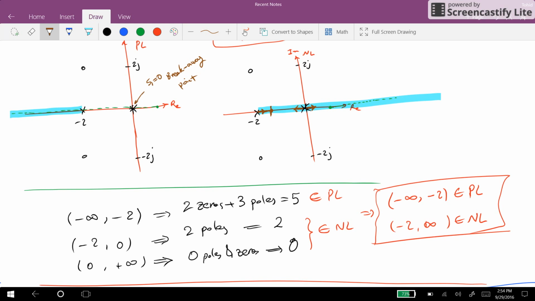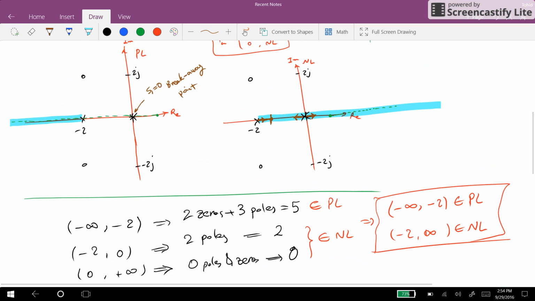So what's the next step? The next step is to find the angles of departure and angles of arrival for the zeros and for the poles. In the case of the negative locus, we need to find only the angles of arrival for these two zeros, and we don't need to find the angle of departure for the poles at the origin, because as I already mentioned, the branches will stay on the real axis. So we already have the angle of departure from the poles equal to 0 and pi for the poles at the origin for the negative locus.